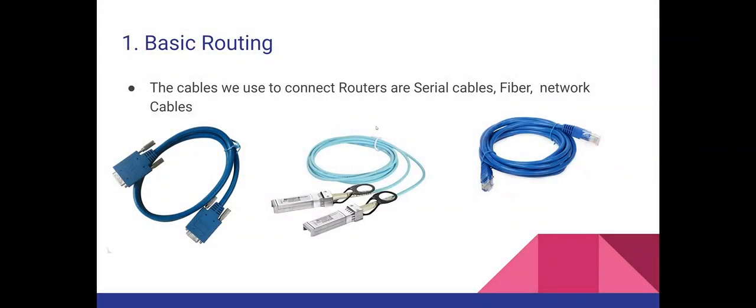And then the associated cables for connecting routers, there are 3 different cables we usually use, and those are serial cables like this one. We got the fiber optics. They usually look like this. And we got the RJ45 or network cable, and that looks like this.